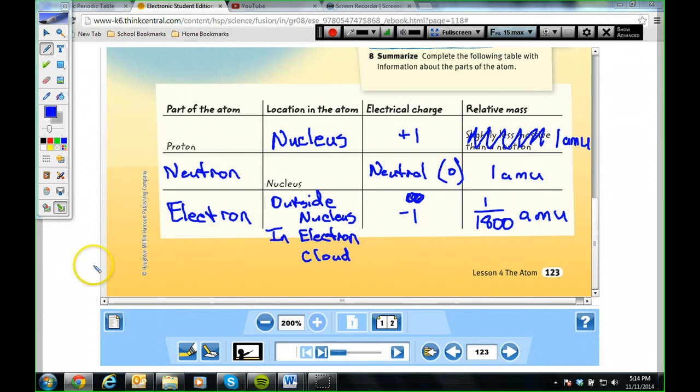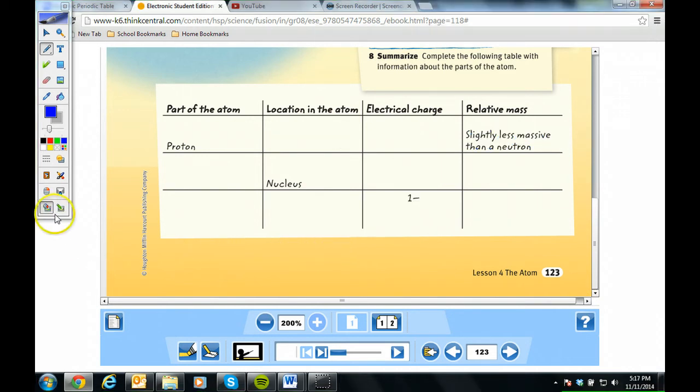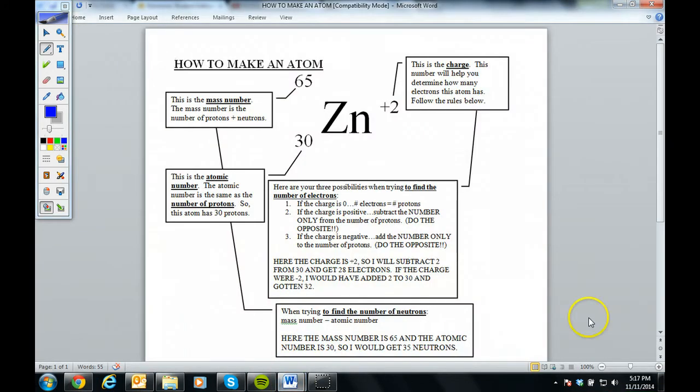So that's where we stopped, and now we are about to move on. From that information, now we can look at this handout, which you will receive or have received. It's called How to Make an Atom. What we will start doing is looking at symbols like this.